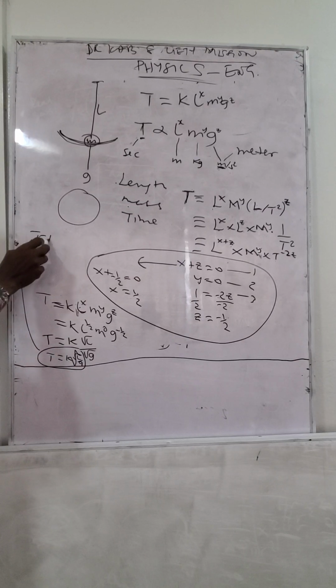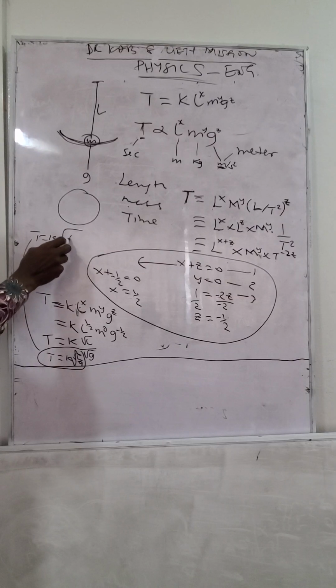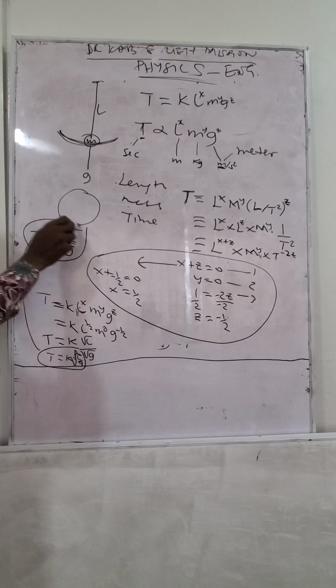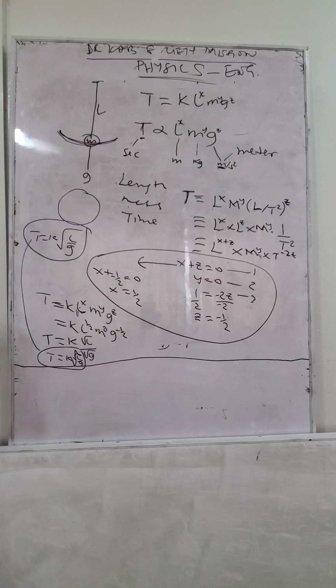T is equal to K square root of L over G. This is what we have proved. So the time period, the time taken to go around or to make one, two, and four, is T equal to K. K is a constant of proportionality. Of course, this will be found to be 2 pi later from my equation. T is equal to this.